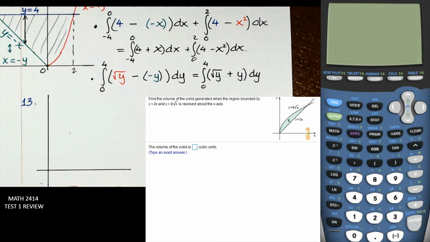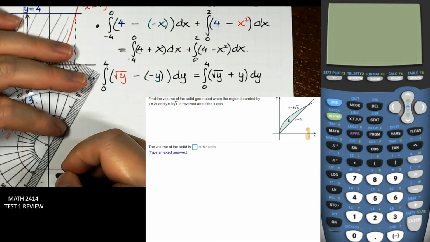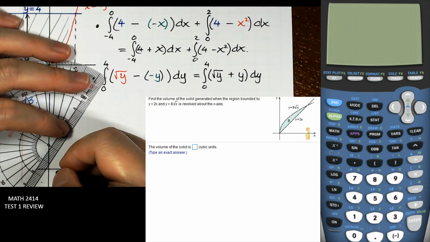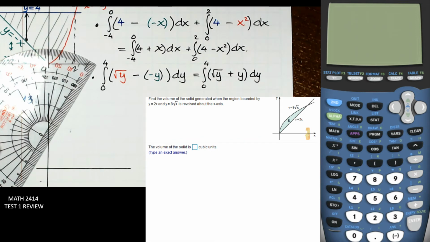Right. Y equal to 2x and y equal to a square root of x. Right. Y equal to 2x. Let's graph it first.